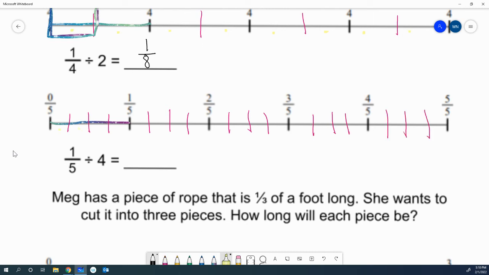We've got 1, 2, 3, 4, 5, 6, 7, 8, 9, 10, 11, 12, 13, 14, 15, 16, 17, 18, 19, 20. So I've got 20 parts. And again, we were just looking for this very first part. And we know that very first part will be 1/20.